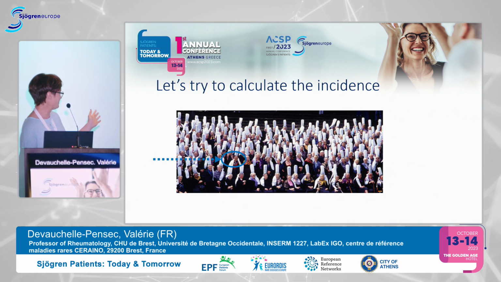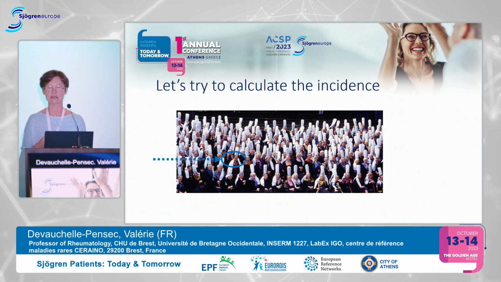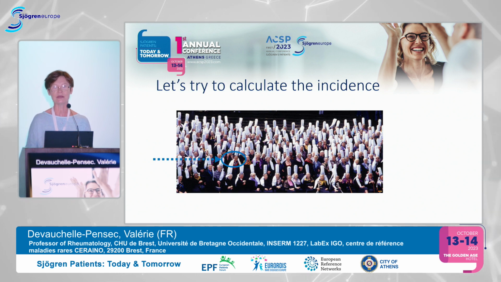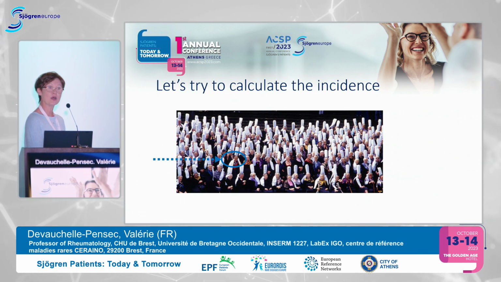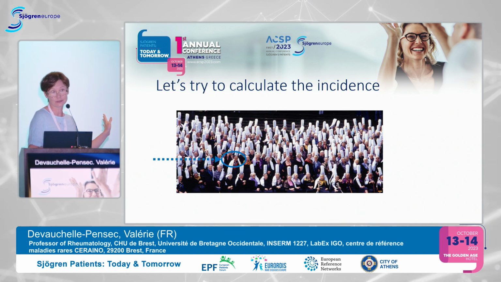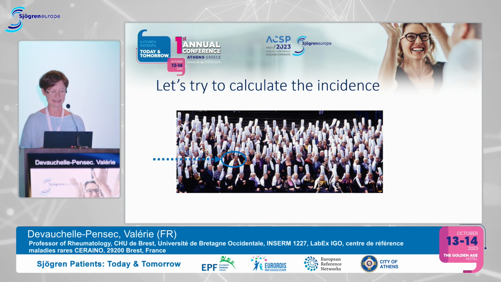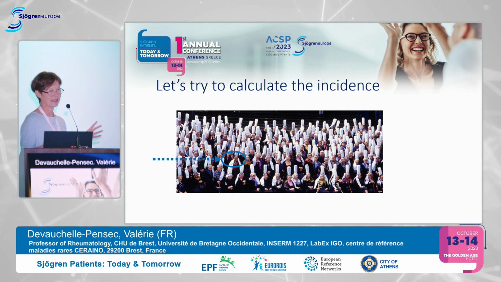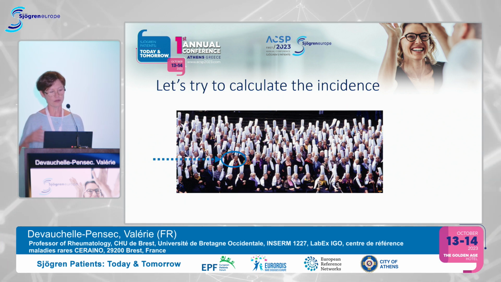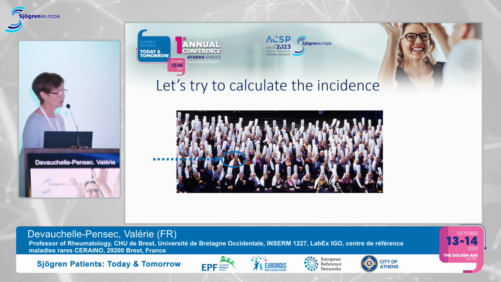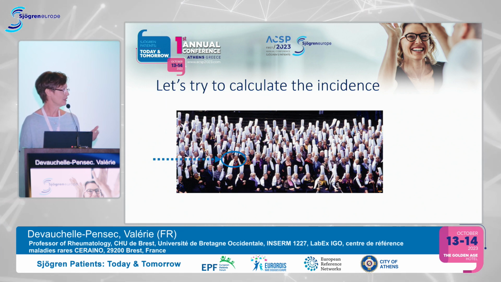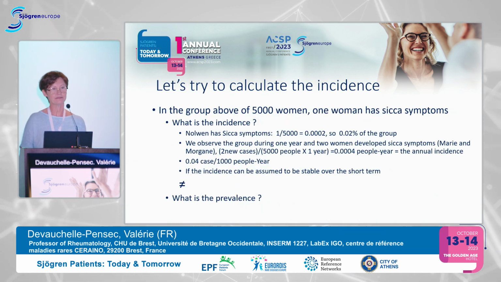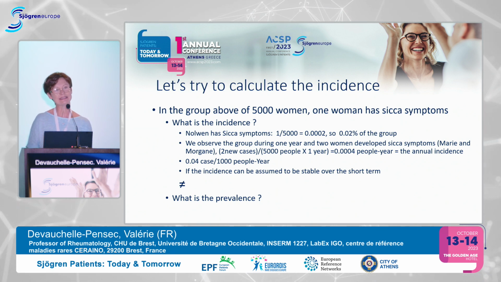So here is a group of Brittany people. I'm coming from the western part of France, where there are some typical costumes and some specific days when some women, no men in this group, dress like that and have a big party together. In this group of women, aged approximately 50 or more, one, called Nolwenn, a Brittany name, has Zika symptoms. So in this group of 5,000 women, one woman has Zika symptoms.